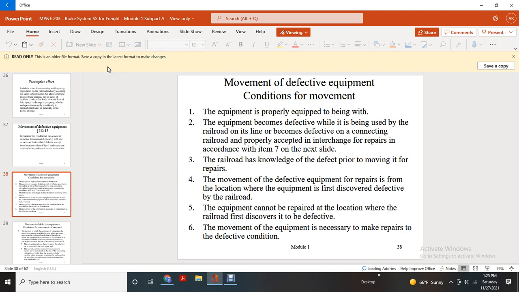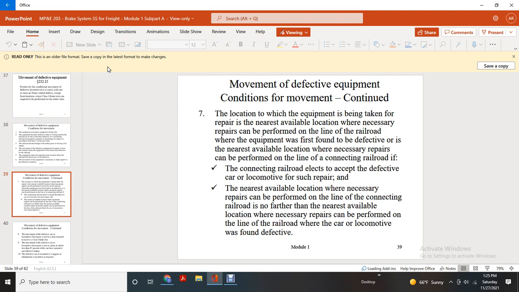The equipment is properly equipped at the beginning, with the equipment becoming defective while being used by the railroad, or becoming defective while connecting with the railroad, or properly accepted in interchange, with the repair covered by item 7 in the next slide. The railroad knows the equipment is defective prior to moving it for repair. The move with defective equipment is for repair, to the location where the equipment is discovered as defective by the railroad. If the equipment cannot be repaired at the location where the railroad first discovered it to be defective, the movement of the equipment is necessary to make the repair of the defective condition.